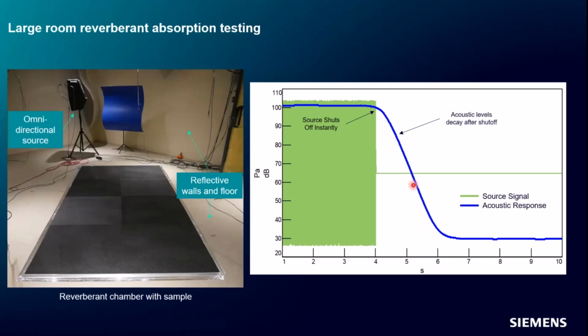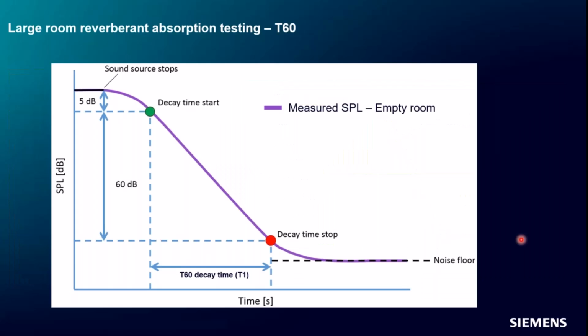And we enter this nice sort of linear decay area here until all the sound bounces around enough till it reaches the noise floor. And so now there's no sound in the room, it's just the background noise. And so we reach this minimum level. The amount of time that decay takes is what we call our T60 time.